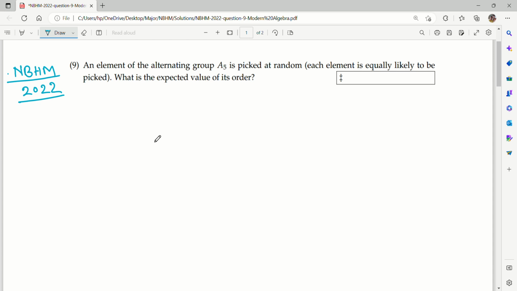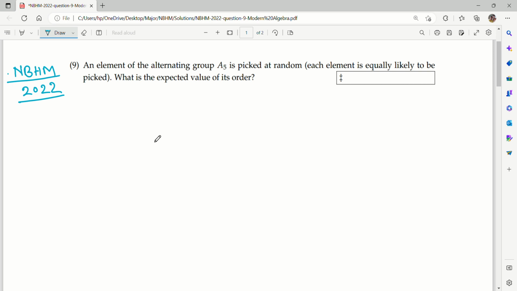Hi, this is question 9 from the NBHM 2022 paper. In this question, they are asking: an element of the alternating group A5 is picked at random. What is the expected value of its order? This is a probability question, but based on the alternating group A5.